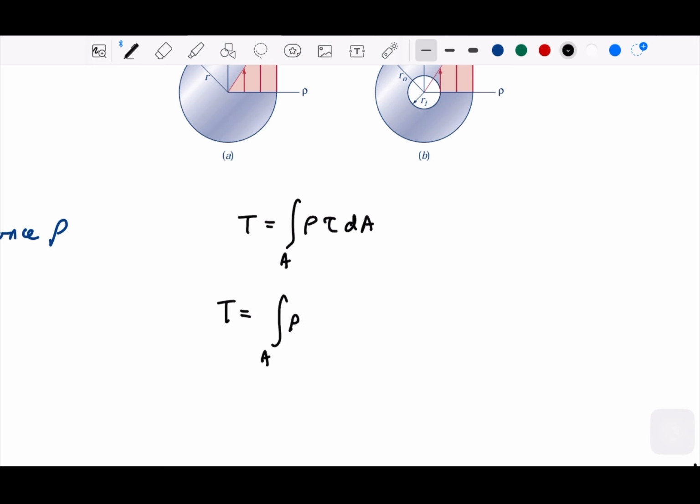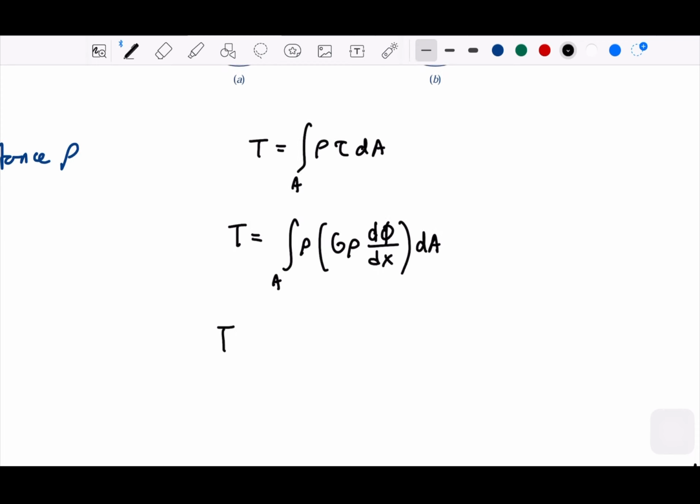Now the torsion integration is G rho. And we know that G is constant, so we can take out G. And d phi over dx we can also take out. That is the twist rate itself, not part of our integration, because the integration is just with dA. So we can take the integration over A of rho squared dA.